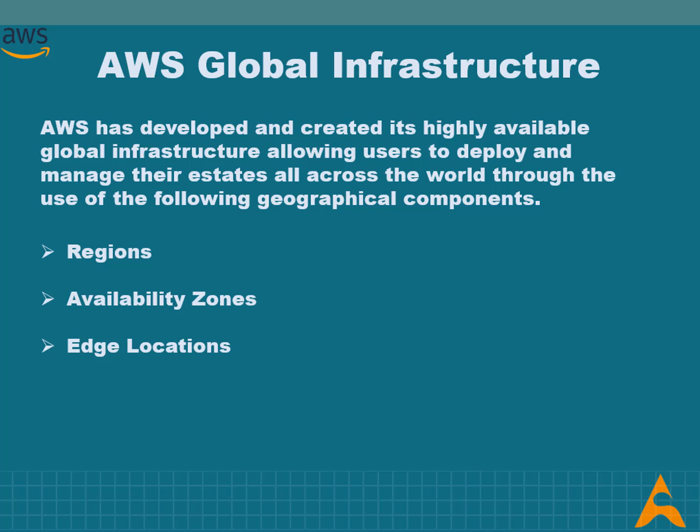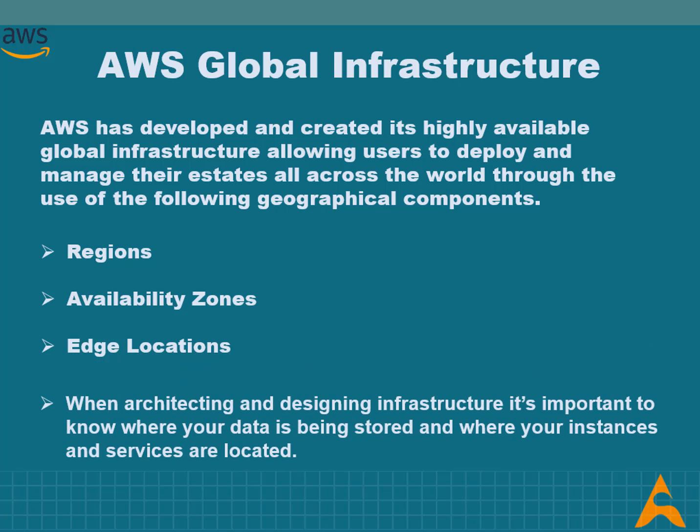See, when architecting and designing infrastructure, it is very important to know where your data is being stored and where your instances and services are located. From an exam perspective, this is very important to understand. At the time of making this tutorial, AWS Cloud operates 44 availability zones within 16 geographic locations or regions around the world, with an announced plan for many more availability zones and regions.